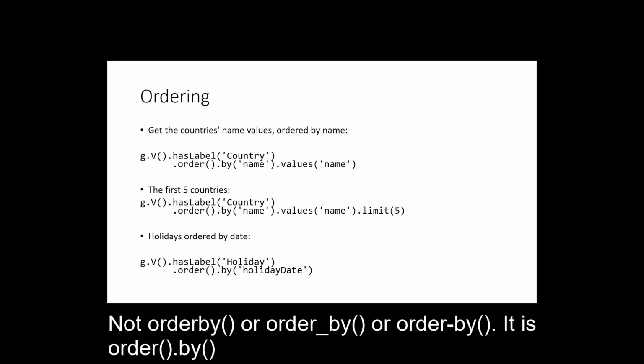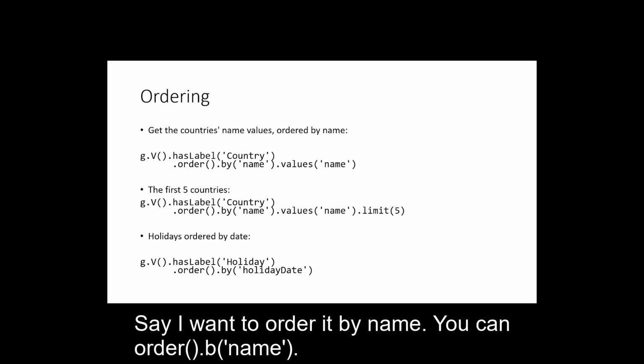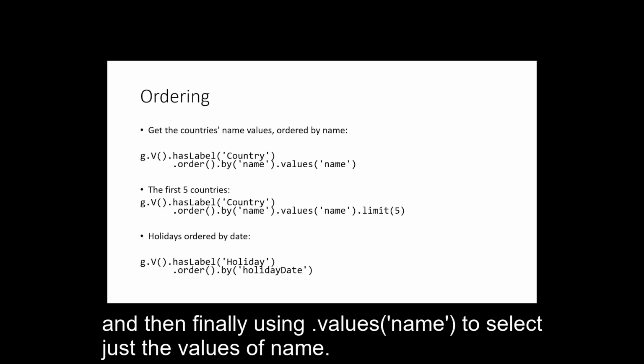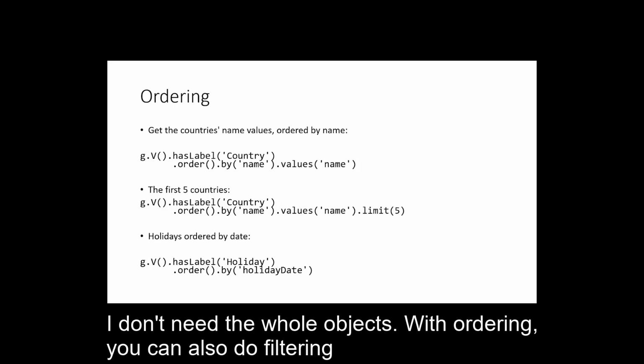It is order(), with the field in parentheses. Say I wanted to order it by name. Do order by name. And then finally I'm using .values('name') to select just the values of name. I don't need the whole objects.